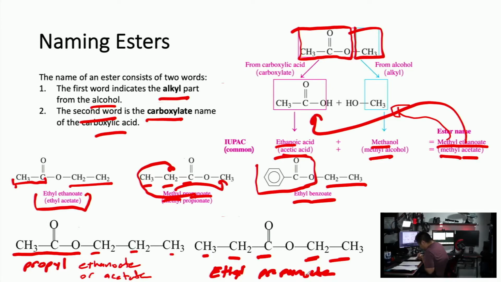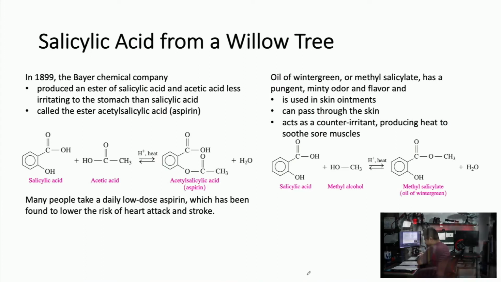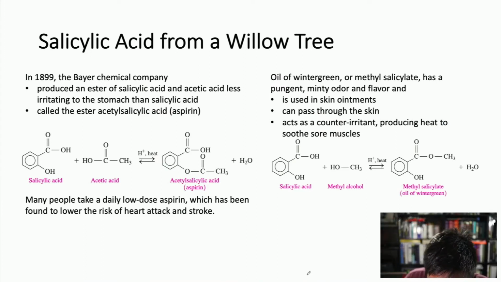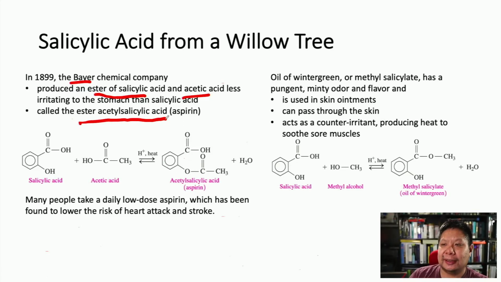Alright, so a little more about salicylic acid. Bayer, back in 1899, actually produced the ester of salicylic acid and acetic acid. And that was acetylsalicylic acid. That's always been very difficult for me to say. Acetylsalicylic acid, and I already told you before that was aspirin.